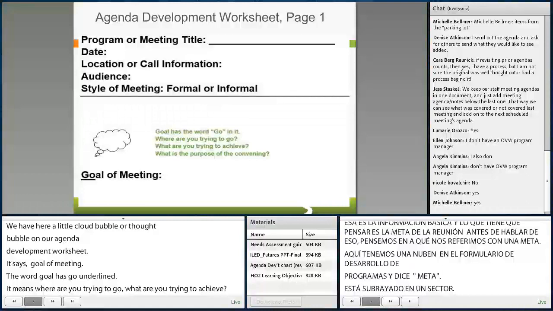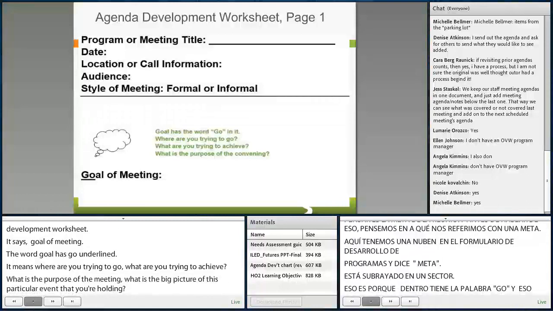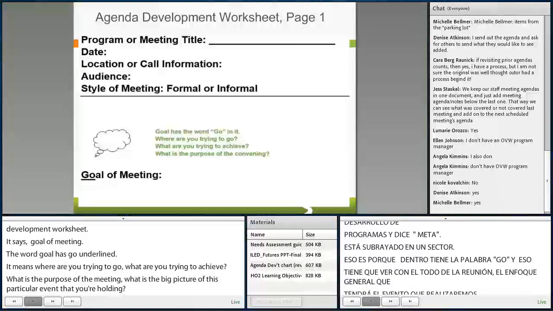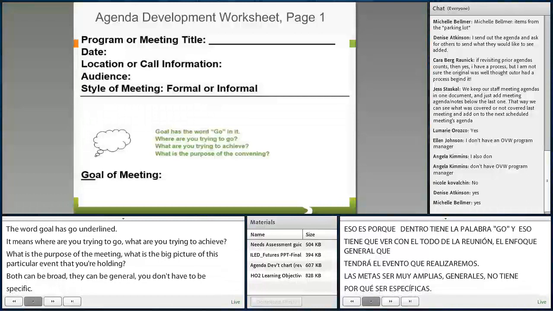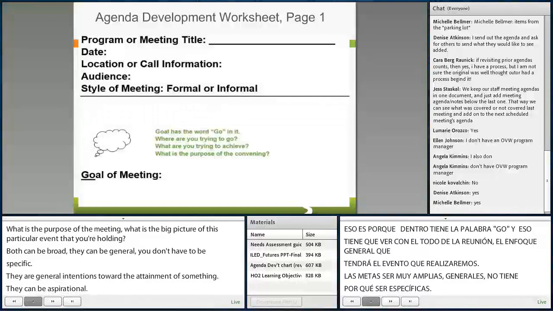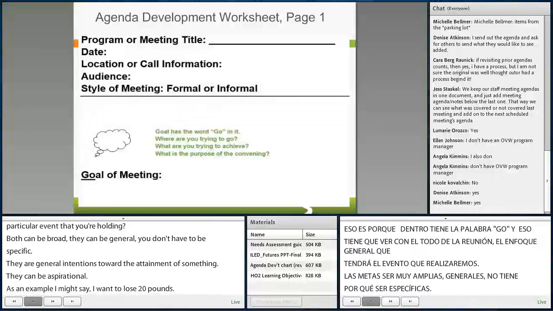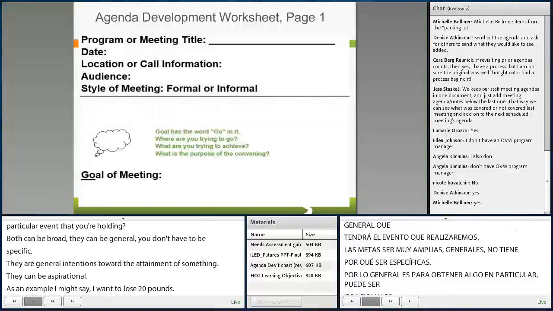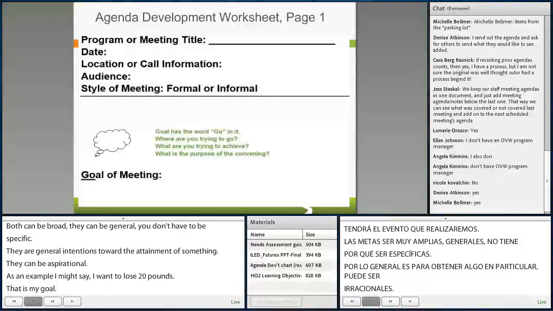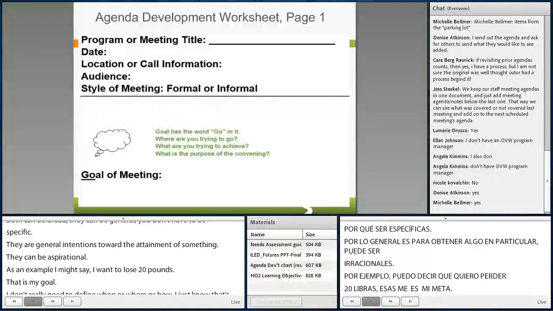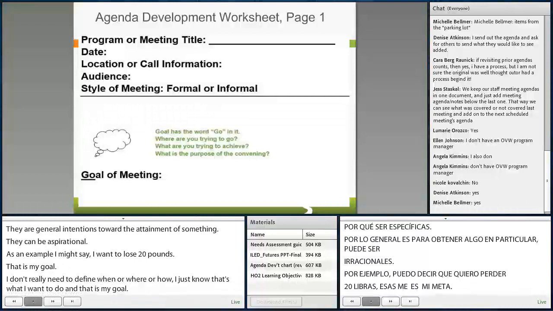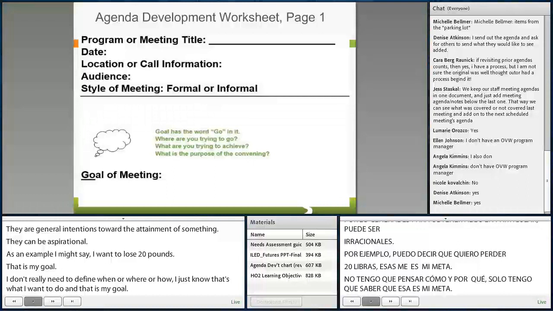Goals can be broad. They could be general. They don't have to be specific. They are general intentions towards the attainment of something. So they can and should be aspirational. So as an example, I might say that I want to lose 20 pounds. That's my goal. I don't really need to define when or where or how I'm going to lose 20 pounds. I just know that that's what I want to do, and that's my goal. So when we're thinking about our meetings, initially, we should have a big picture goal, and that should be the first thing that we think about when we're designing our agenda.